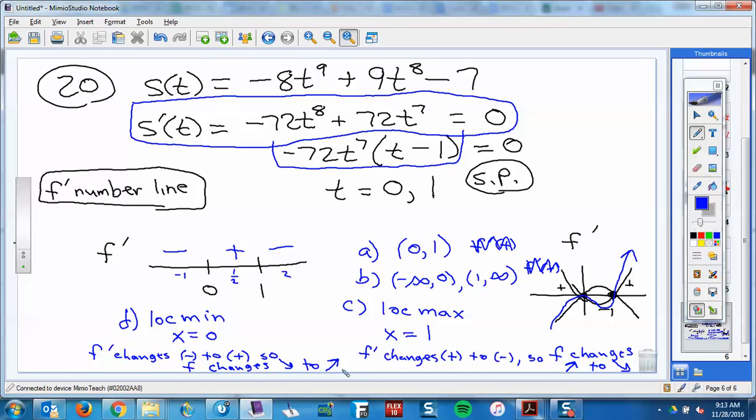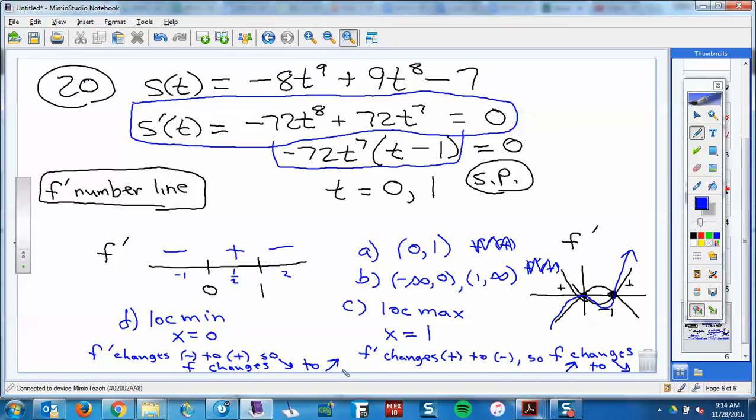Okay? So do you see the connection, though, between what we were doing back in chapter 1? We had the F prime graph. We saw it did this. We knew where local max and mins were. We knew where the graph was increasing, decreasing. We knew all that stuff. Well, we're doing the same thing here with an equation where we don't know what the graph looks like. But what did we do? We did the derivative. We set it equal to 0.